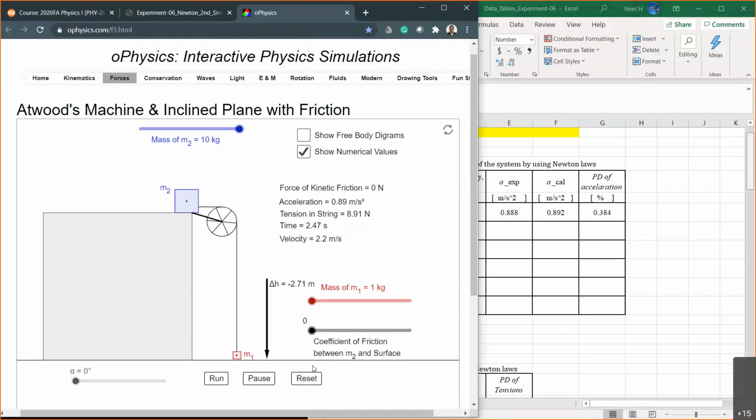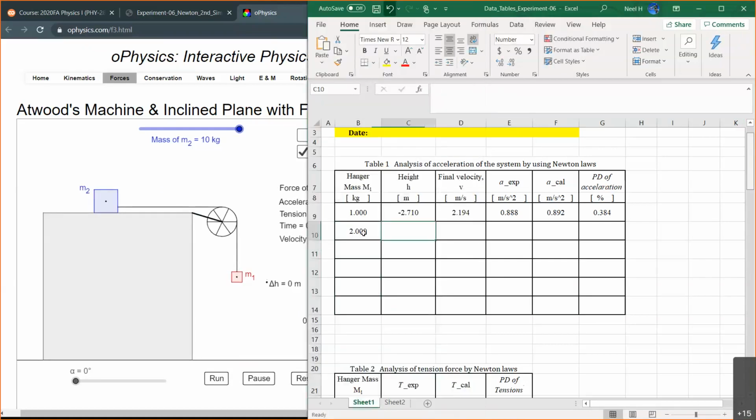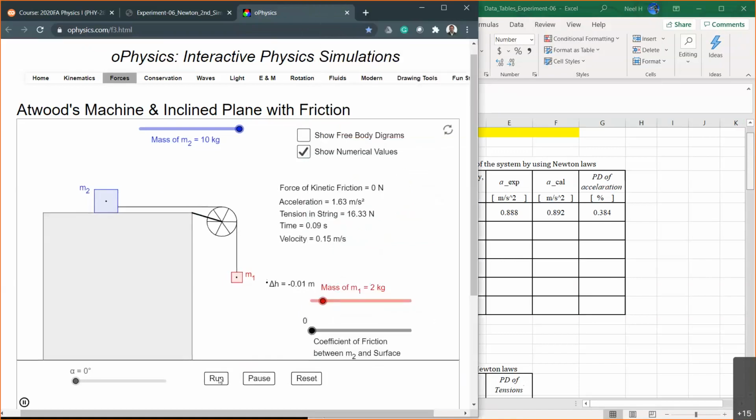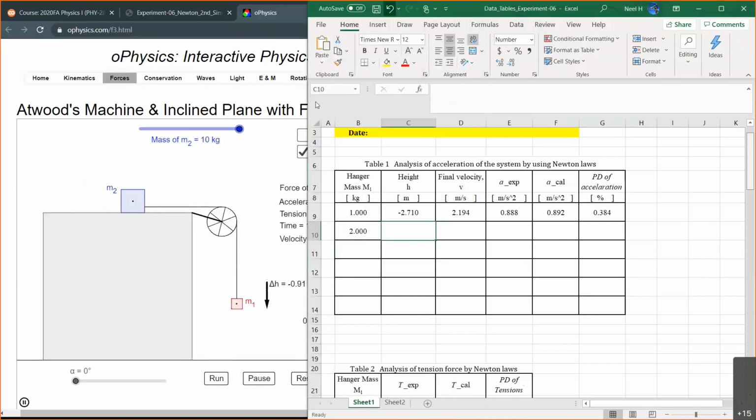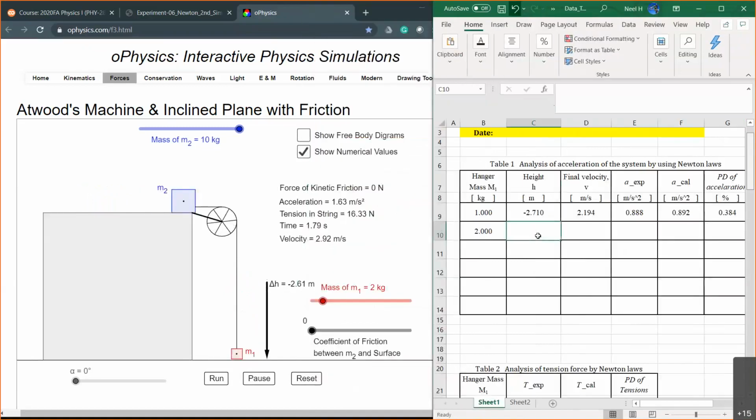Okay, then let's continue. Every time you have to reset. Now all we're going to do is increase the mass m1 to maybe 2 kilogram. Let's increase one by one, 2 kilogram, and then just repeat this. Click on run, wait until the simulator is done. After it completes, you can extract the values. I need the height, negative 2.61.